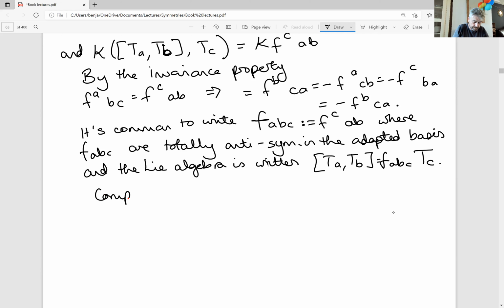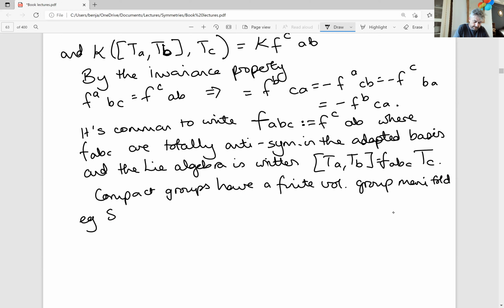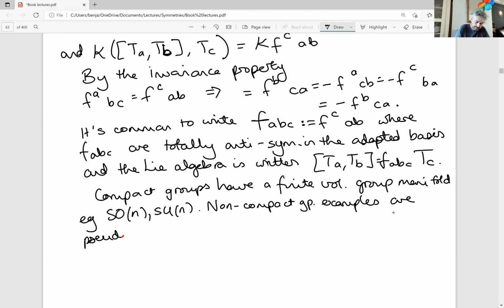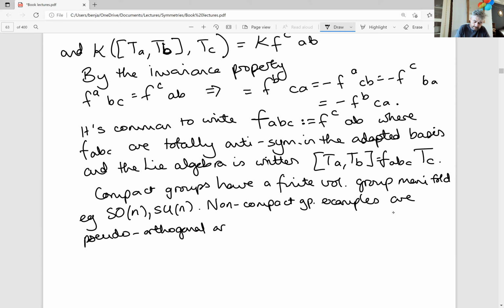So compact groups have a finite group volume group manifold, e.g. SON, SUN. Non-compact groups, examples are pseudo-orthogonal or pseudo-unitary groups.